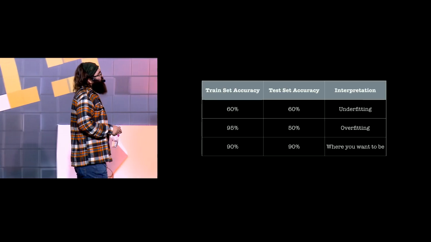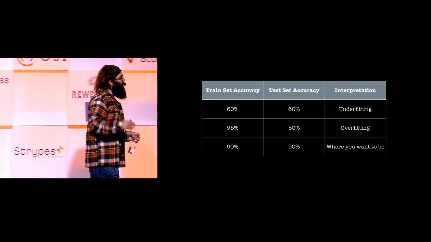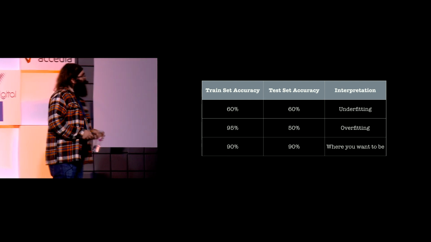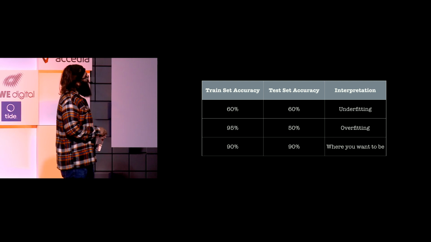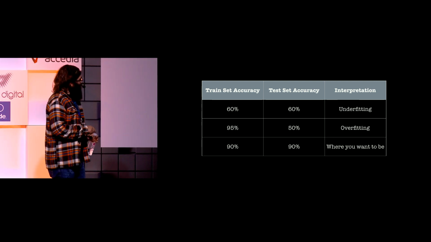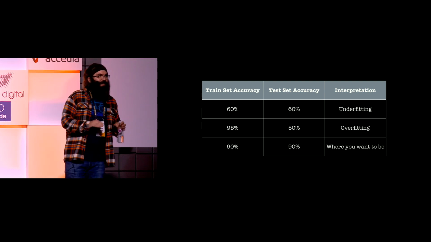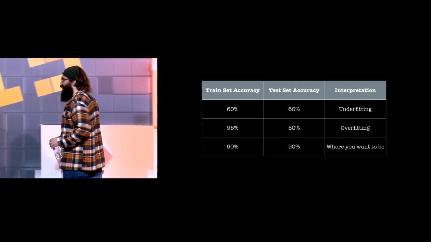If your accuracy on both the train and the test set is low, then you're underfitting. If you have very high accuracy on the train set and poor accuracy on the test set, then you're overfitting. And if they're kind of the same and kind of high, you're where you want to be. Your model is fine.